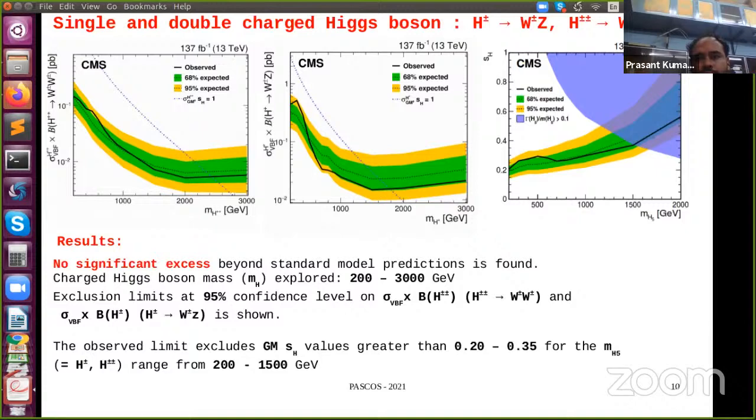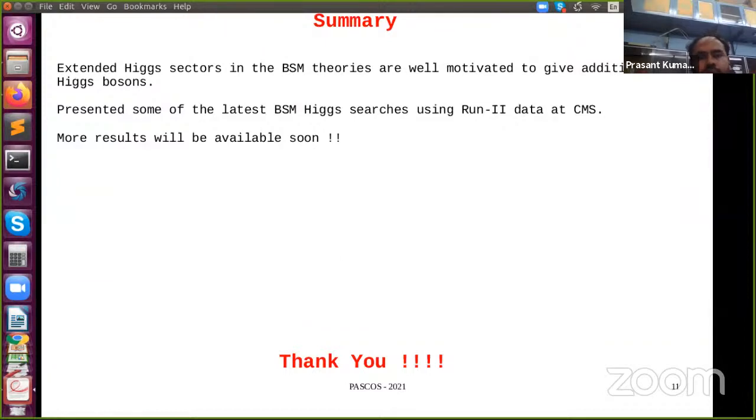In the Georgi-Machacek model, the observed limit excludes values of the mixing parameter greater than 0.2 to 0.35 for the charged Higgs boson mass ranging from 200 to 1500 GeV. So these are the results that I have. Let me go to the summary, please.